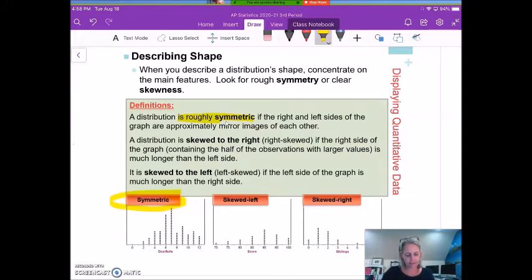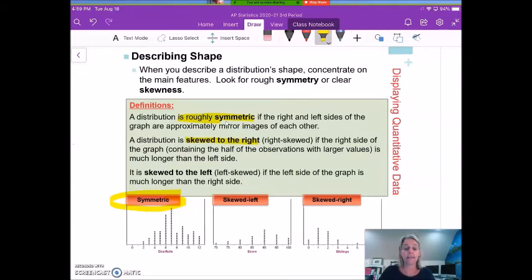Down here we have a symmetric distribution. That means it's about the same on both sides. You remember cutting out a Valentine heart by folding the paper in half, cutting the heart out, and unfolding it. It looks the same on both sides. That's what we're talking about when we say symmetric, and of course it's usually symmetric about the center. If something is skewed, we need to say which direction it's skewed in.